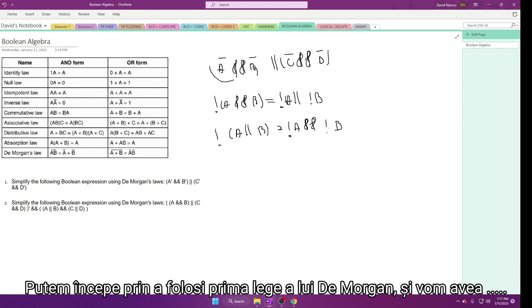Okay. We can start by using the first De Morgan's law, and we'll have not (A negated and B negated) or (C negated and D negated), which is equal to not (A negated and B negated) and not (C negated and D negated).